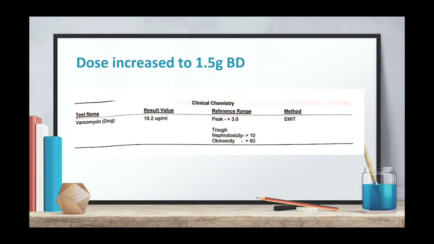Again, the dose was increased to 1.5 gram BD and TDM was performed. Then the result was 16.2 microgram per ml and we achieved the goal.